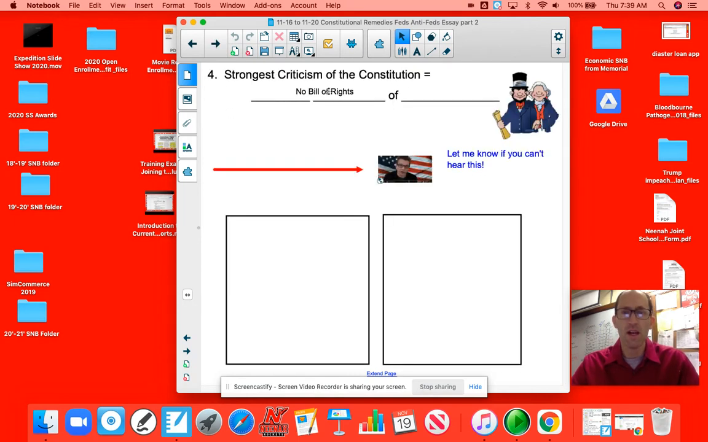All right. Your fill-in for what is the strongest criticism of the Constitution is there was no Bill of Rights. No Bill of Rights. These were the individual rights guaranteed by the Constitution. Freedom of speech, press, religion, petition, assembly, right to bear arms, not having to quarter troops, protection from search and seizure, etc.